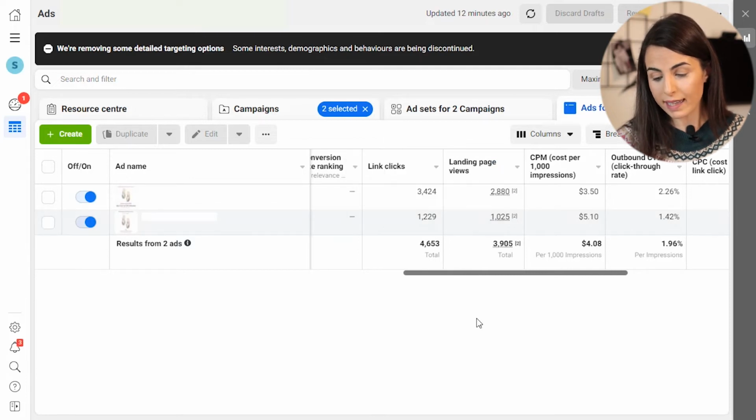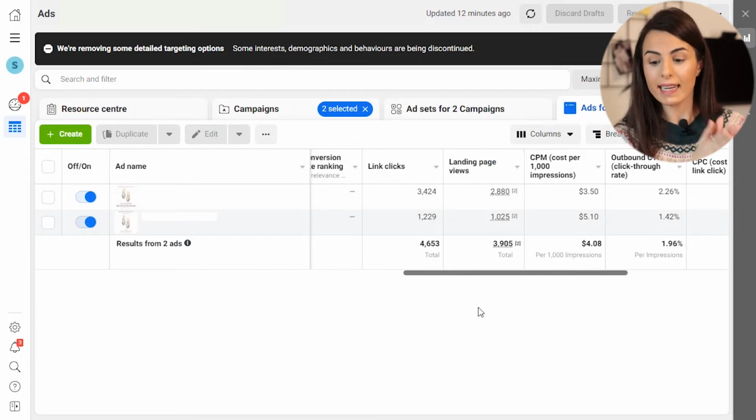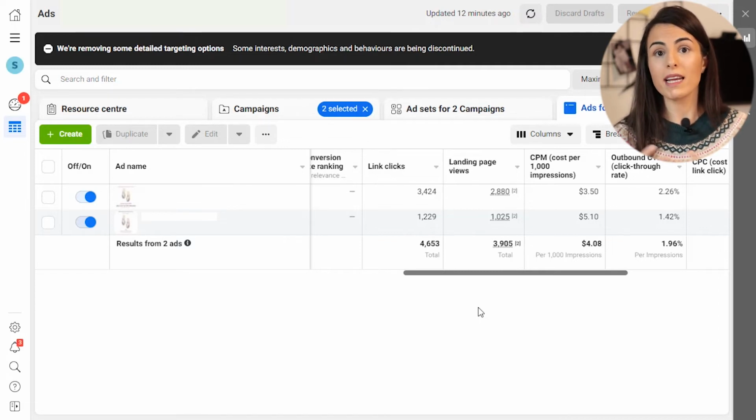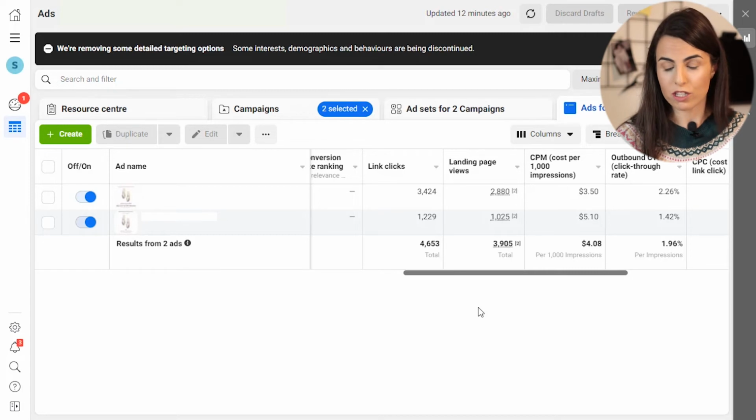If I notice that I have a big drop between the link clicks and the landing page views, this can tell me that, for example, I have a problem with my landing page. Maybe it's not loading fast enough, because people are clicking on the link, but they are not moving to the landing page. So I compare the link clicks to the landing page views because together they tell me something about my landing page.